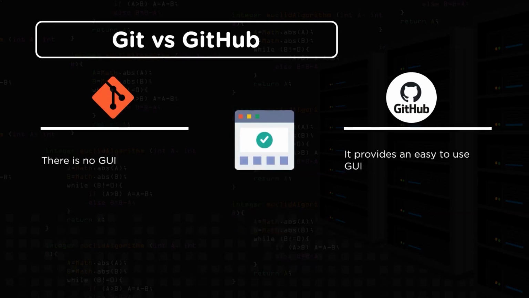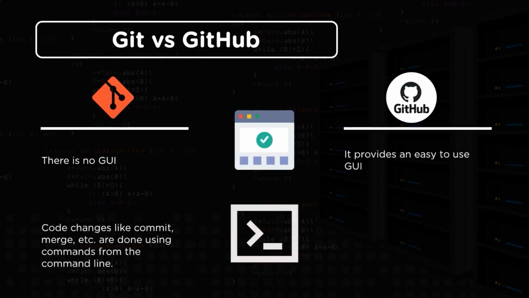Next difference is Git does not work according to a graphical user interface, while GitHub is a simple graphical interface. Next difference is Git is a command line, so it operates on several commands like commit, merge, push, pull, etc. Whereas GitHub is a web-based service, so it has nothing to do with command line.